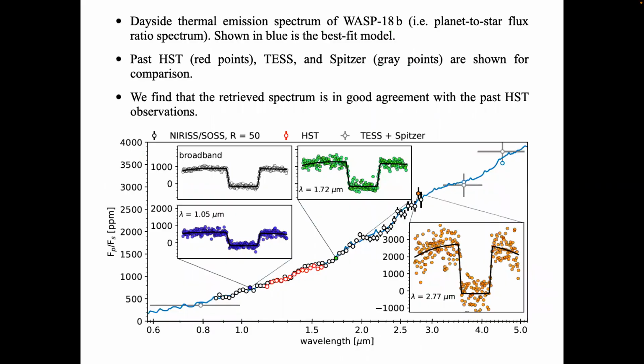Then for each beam you can obtain the emission spectrum, so the flux of the planet, the ratio between the fluxes of the planet and star, as a function of wavelength. The red points are the points obtained with the Hubble Space Telescope. These two gray points were obtained by Spitzer, and this one by TESS. And so there is again a good agreement between the James Webb Space Telescope and the Hubble Space Telescope.